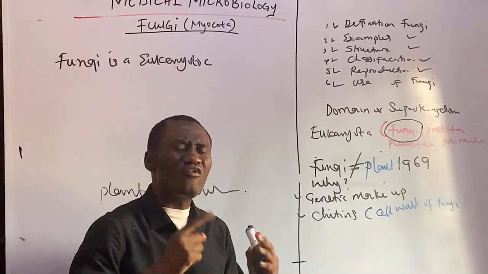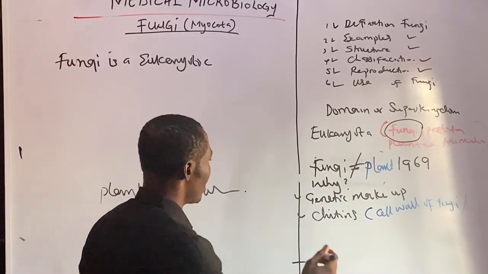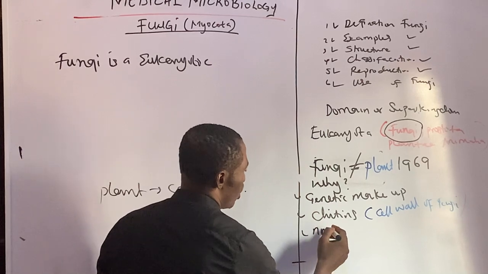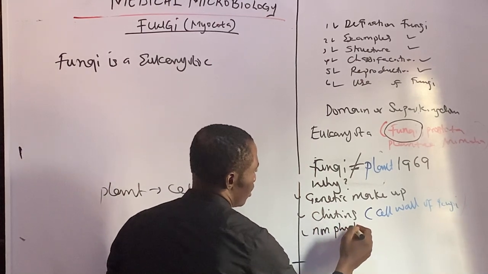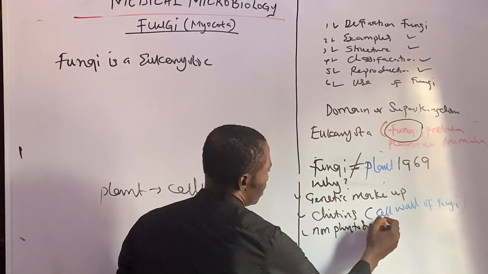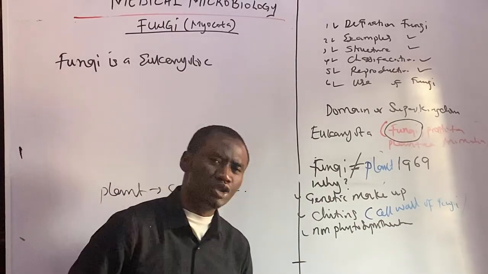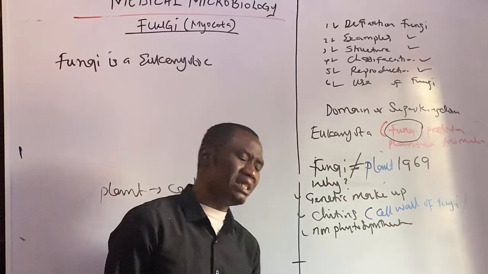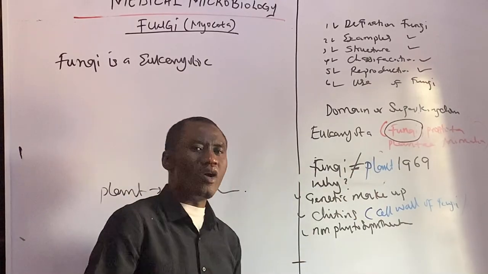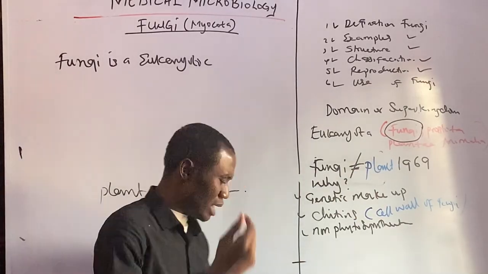Another thing that differentiates fungi from being a plant is that fungi is non-photosynthetic. That is, they are not able to produce their own food. Now you can see that after 1969, fungi was given a separate kingdom. So let's go back to the definition.